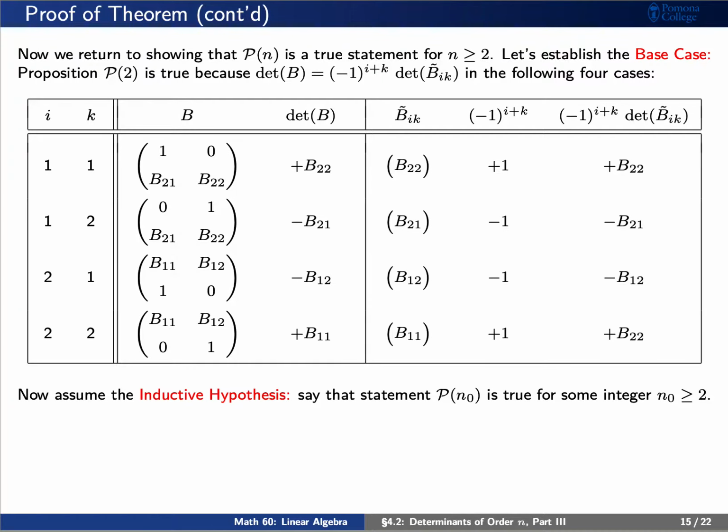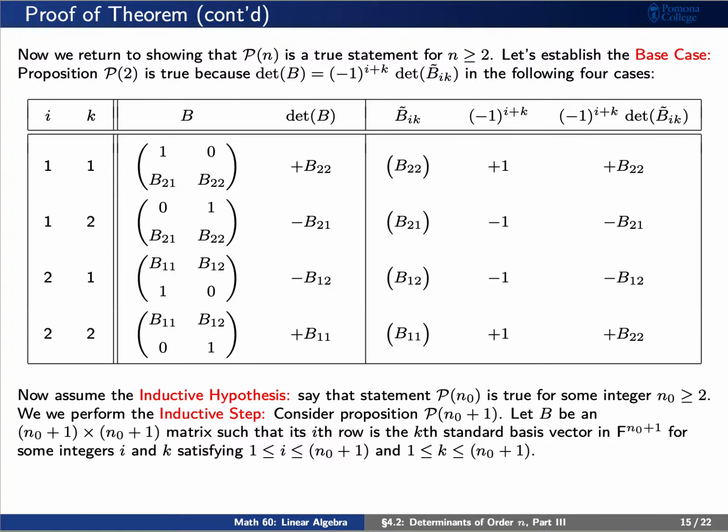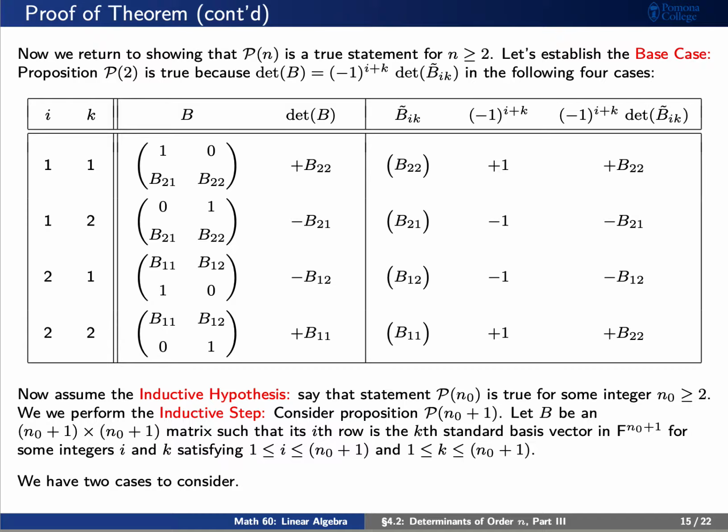Now let's assume that the inductive hypothesis is true. That is, statement P(n0) is true for some integer n0 greater than or equal to 2. We're going to perform, finally, our inductive step. So let's consider proposition P(n0 + 1). That is, we'll let B be an (n0 + 1) by (n0 + 1) matrix such that its ith row is the kth standard basis vector. We're going to consider now two cases.